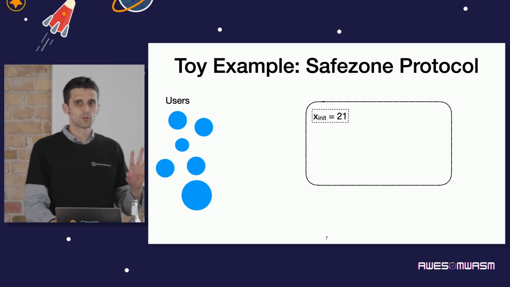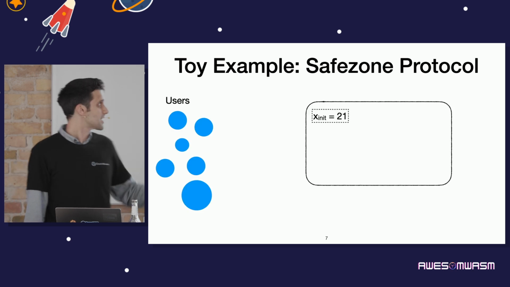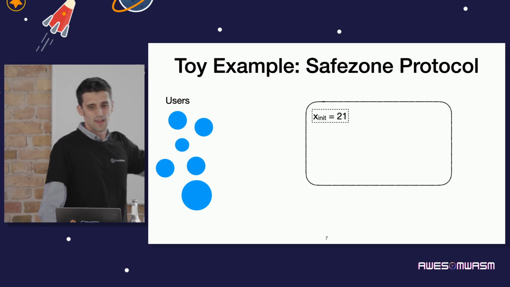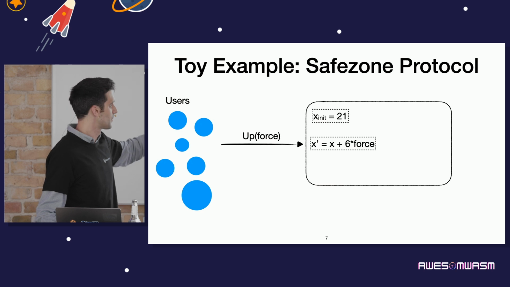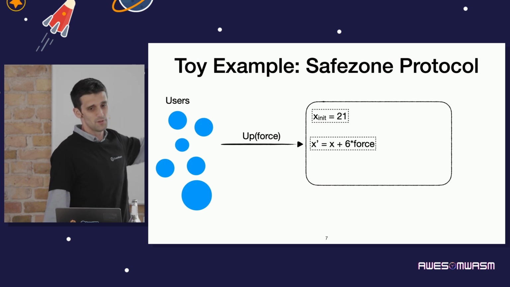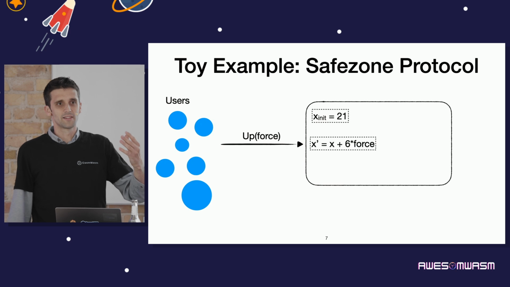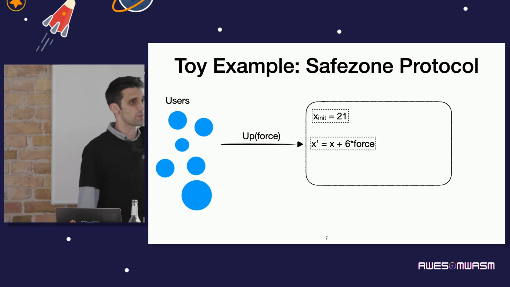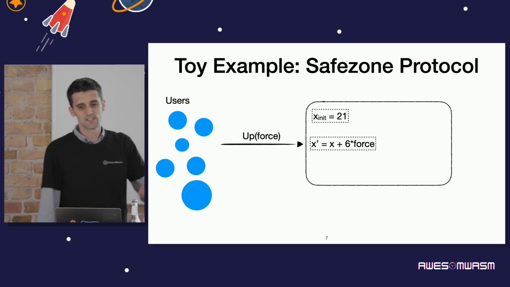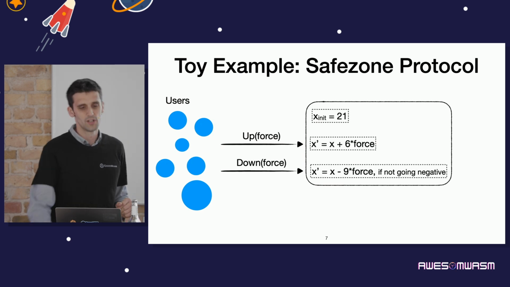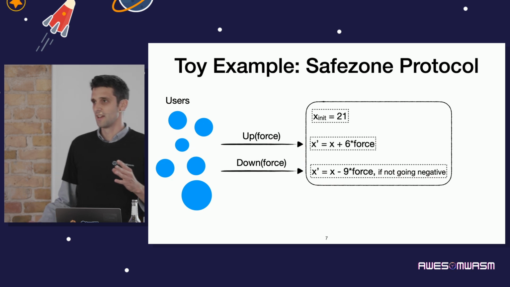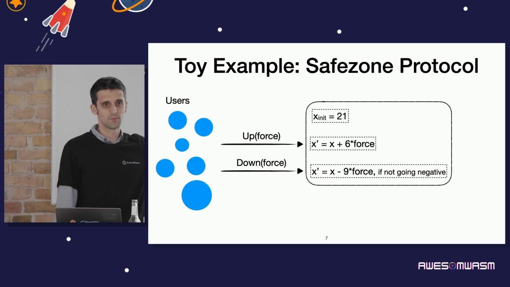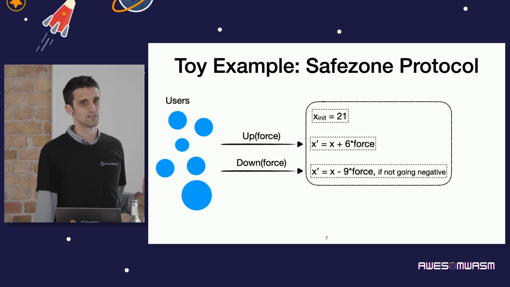Here's a protocol that I call Safe Zone protocol, which only has one state variable, which is x, and its initial value is 21. And then there are users who can interact with the protocol by sending message, be it up with parameter force, and upon receiving this message, the protocol increases the value of x, and I'm using x prime as the next value of x, increases it by 6 times force. Or users can send down force, and then this decreases the value by 9 times force, with additional quirk that it only happens if the new value is not going to be negative.